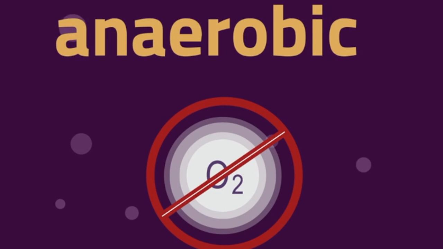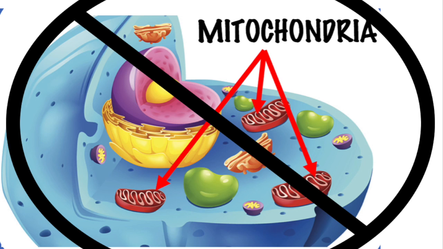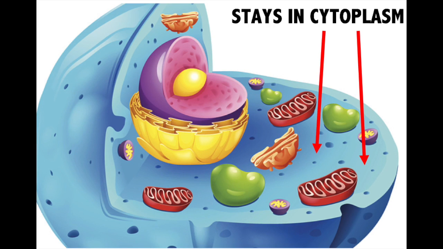When there is no oxygen present, this process is called anaerobic respiration, meaning without air or oxygen. It is also called fermentation. Anaerobic respiration does not occur in the mitochondria like aerobic respiration. Instead, anaerobic respiration stays in the cytoplasm after glycolysis has occurred.